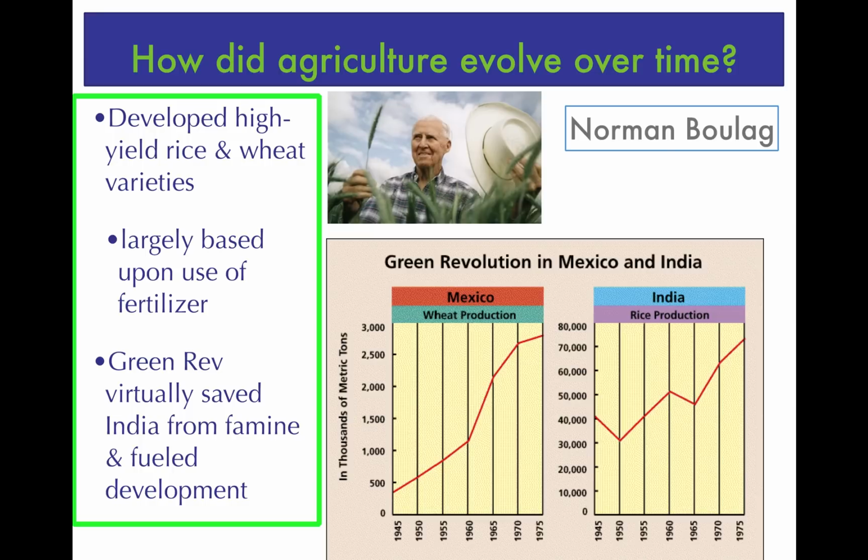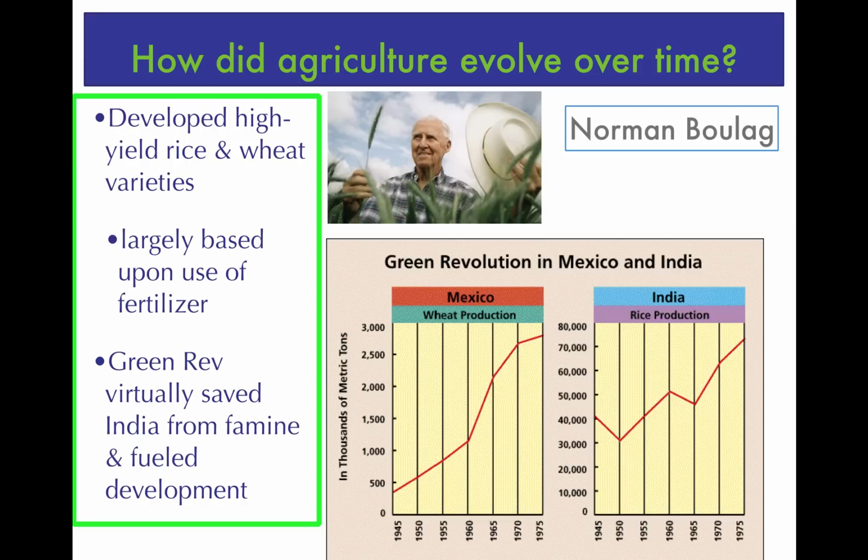But most of the success of the Green Revolution in Mexico and in India was based upon the use of fertilizer to help support the crops. The Green Revolution, exporting these technologies and these different processes from MDCs to LDCs, it basically saved India from famine.